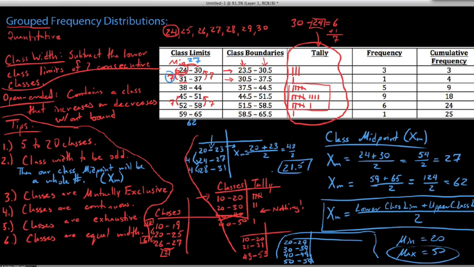Looking up at our original distribution up here, we said 59 to 65 was our last class. We could say 66 or above. And you'll see this sometimes. This would be an open-ended distribution if I included 66 or above. Or maybe the lowest class said 23 or below. But you'll see this with grades sometimes.